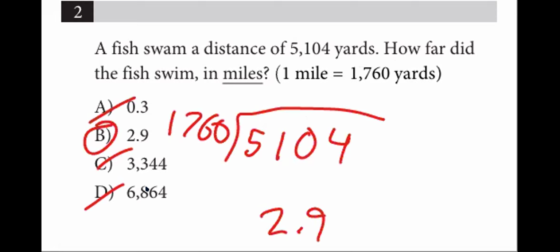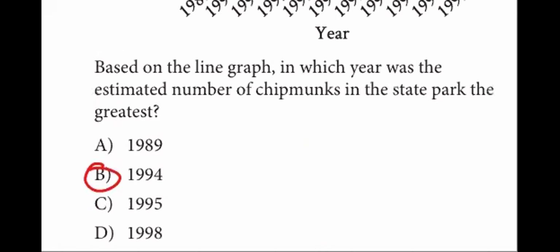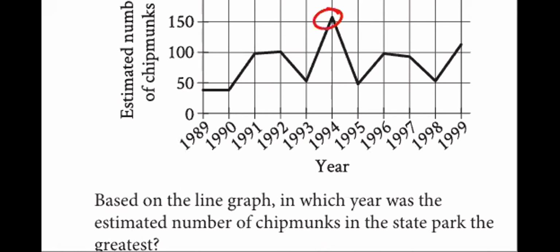Just because these two numbers are way too big. 3,000 times at minimum 1,000 is way bigger than 5,000. And 0.3 means less than 1,760. So the correct answer is B. You can obviously just put it in your calculator if you don't want to look at the answer choices when making your decision. Question 3.